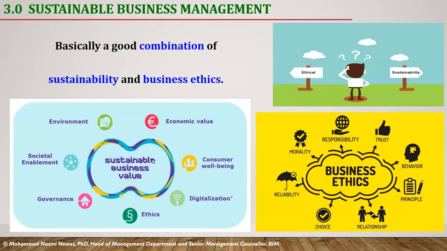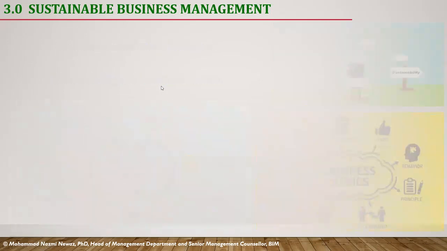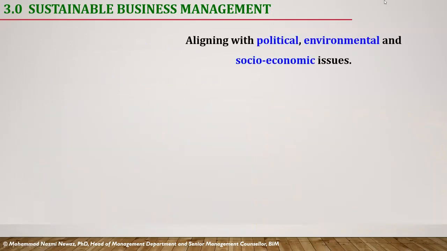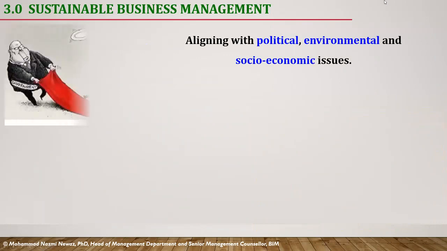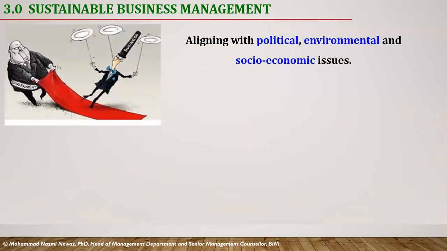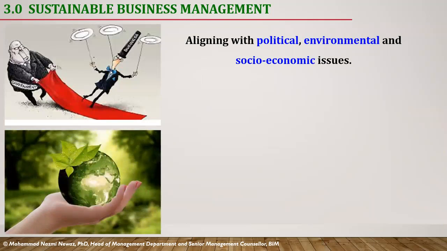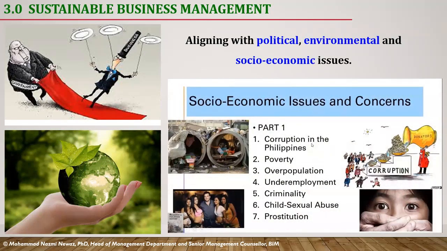So in a nutshell, managing the business while addressing sustainability as well as business ethics may be defined as sustainable business management. And another important thing is we have to align our business with political, environmental, and socio-economic issues. Why is that?